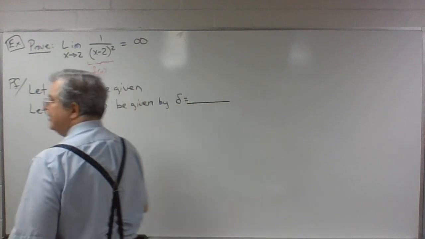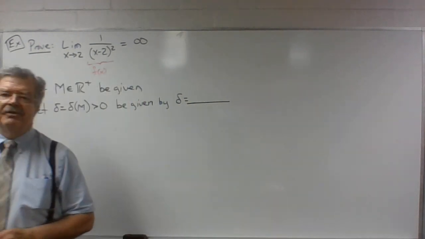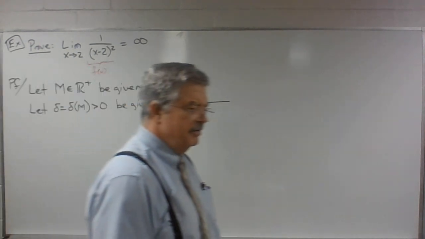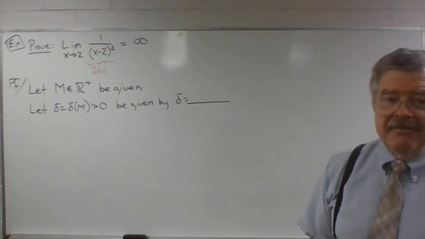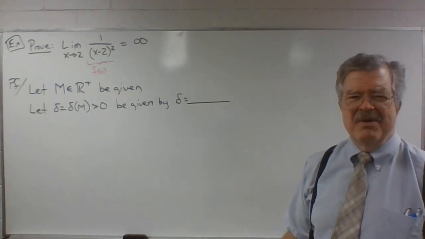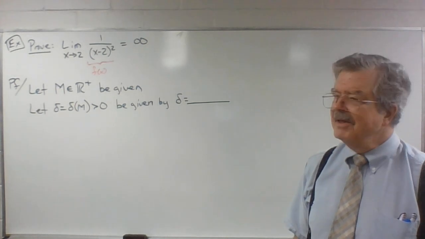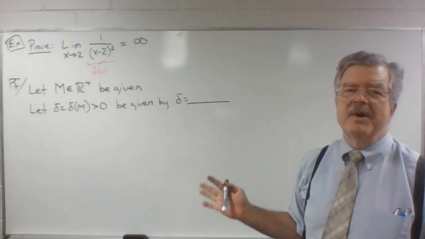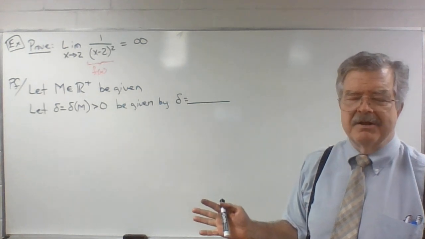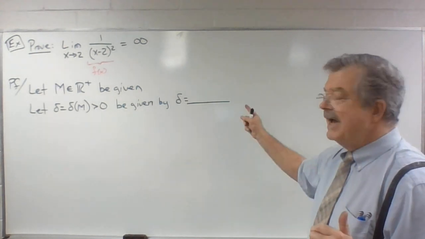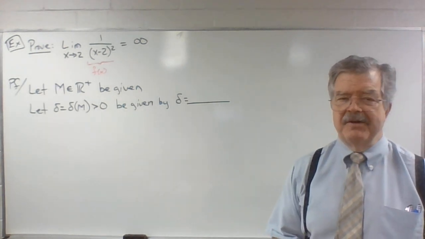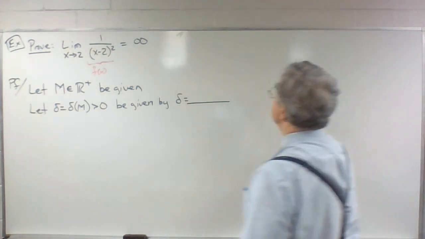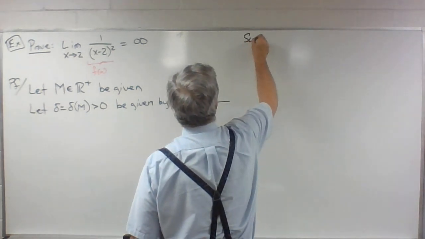And oh, we're in the same situation we were in with the other proofs. We have to pick a delta, and we don't know what delta should be. And again, that's okay, because at this point in the proof, we're not supposed to know what delta is. This is exactly the point in the proof where we figure it out. And we go to our scratch work.